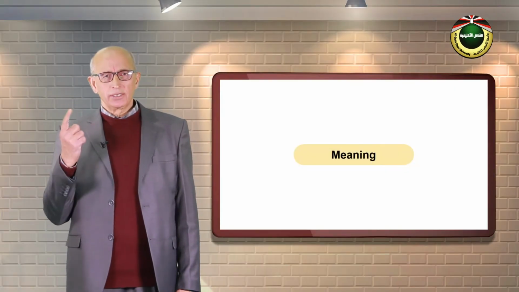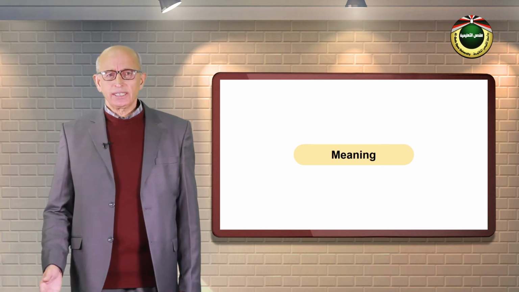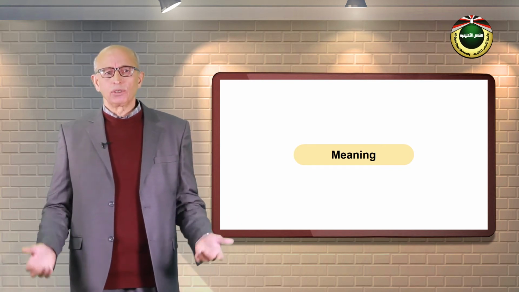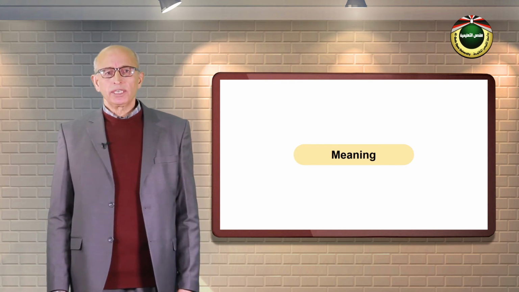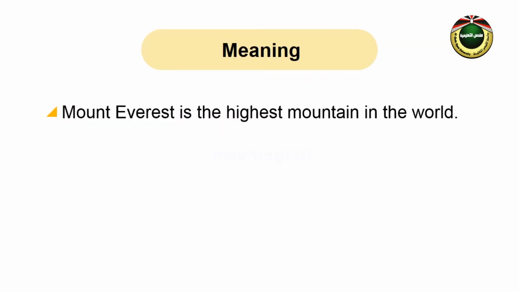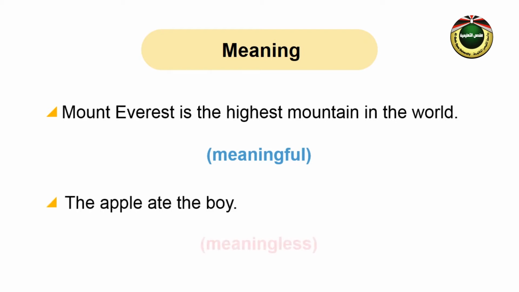The first criterion is meaning. An English sentence should be meaningful, or else it is not a sentence in the whole sense of the word. Notice these two sentences. A. Mount Everest is the highest mountain in the world. This sentence is meaningful. B. The apple ate the boy. This sentence is meaningless.